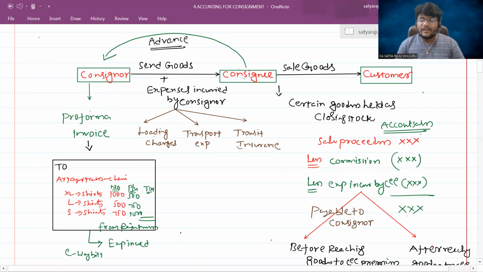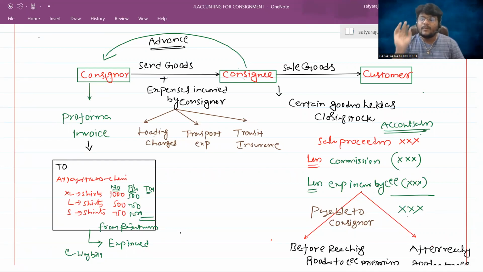When the consignee sells such goods ultimately to the customer, then the risk and reward are transferred from the consignor to the customer. But the risk and reward are not transferred at the time of sending of goods by the consignor to the consignee. So still the risks and rewards are lying with the consignor only. That is one difference. The parties involved in the consignment business are the consignor and the consignee. But in general sales, the parties involved are the seller and the buyer.